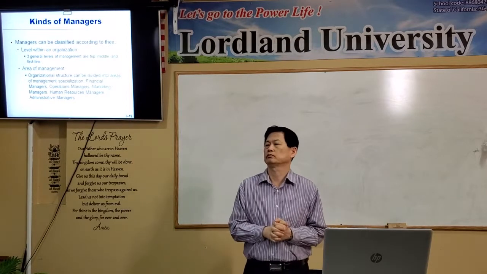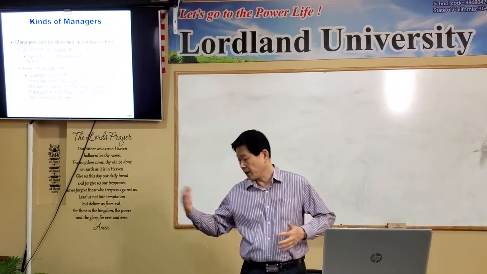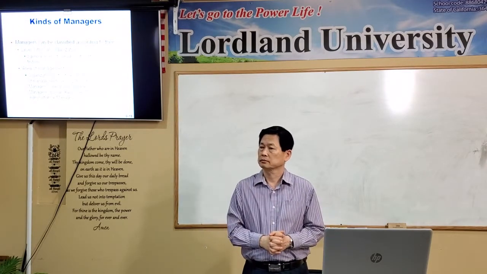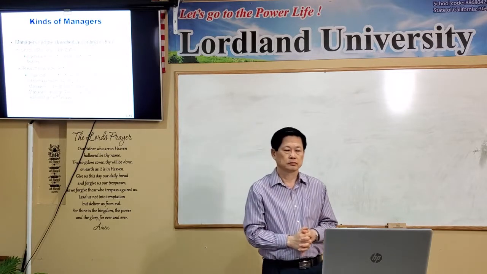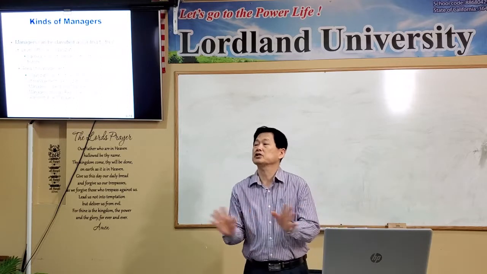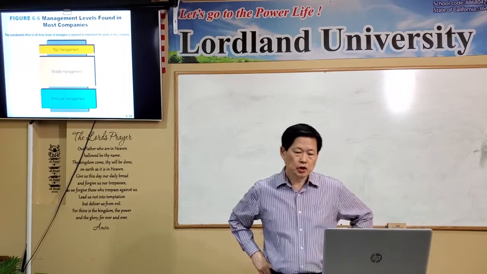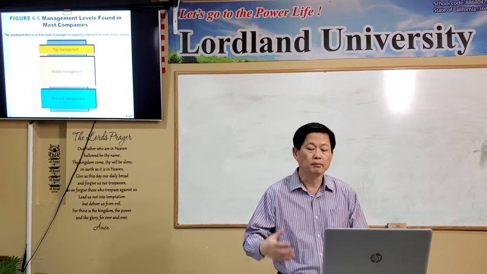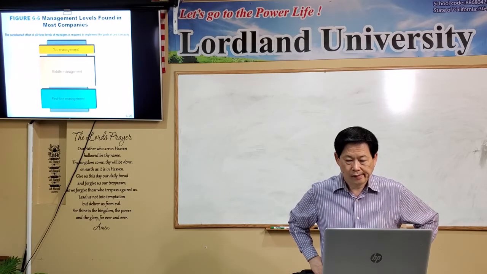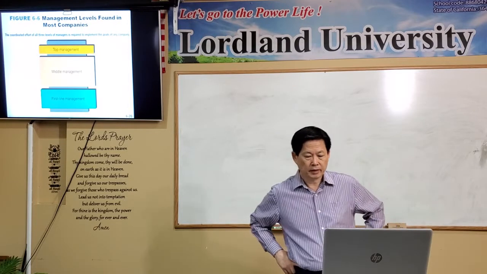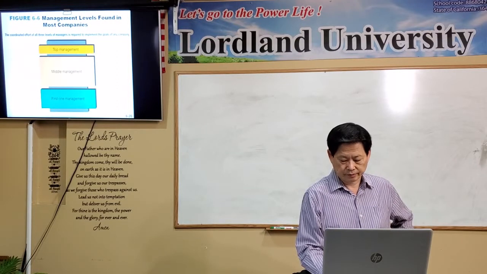In the school case: student service managers, financial managers, registrar management, academic affairs management, and administrative operating management. Okay, this figure shows the management levels that are found in most companies. Top management, middle level of management, first line level of management.